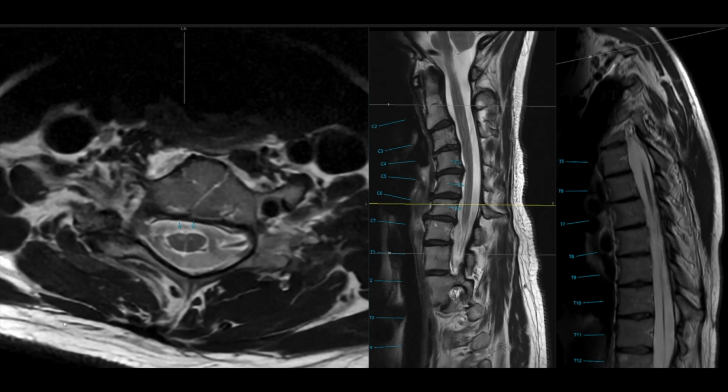Welcome to this case review. Today we are looking at the lasting effects of the polio virus on the adult spine.